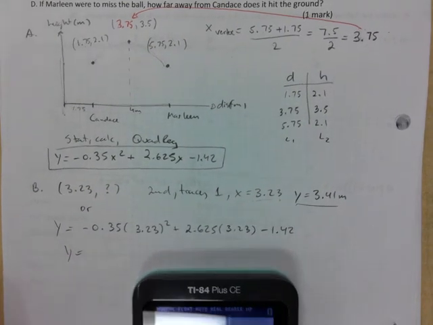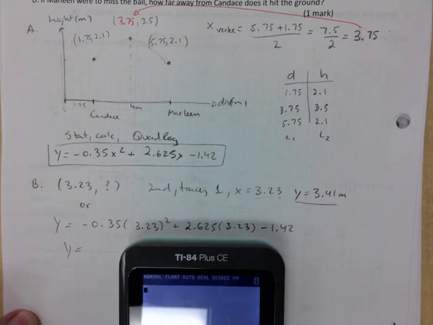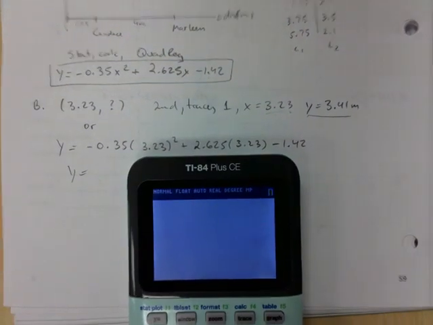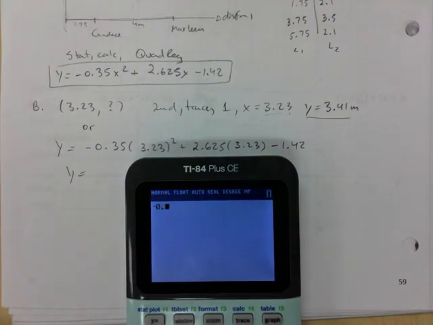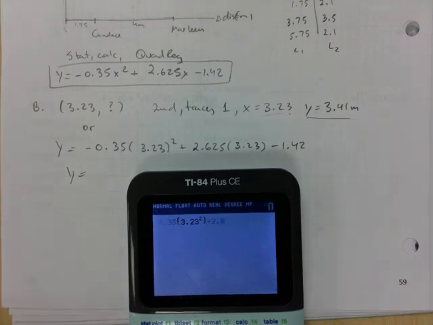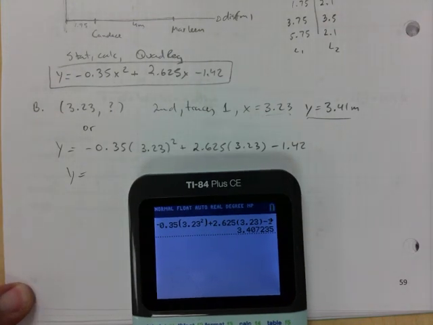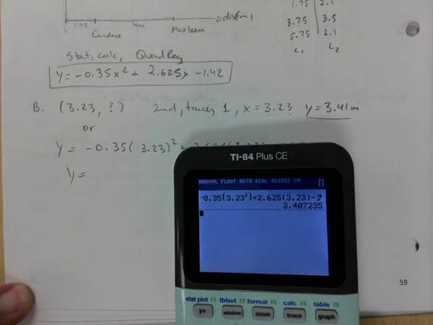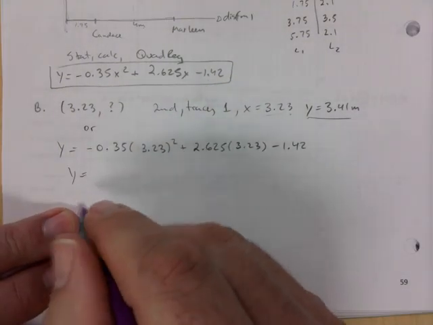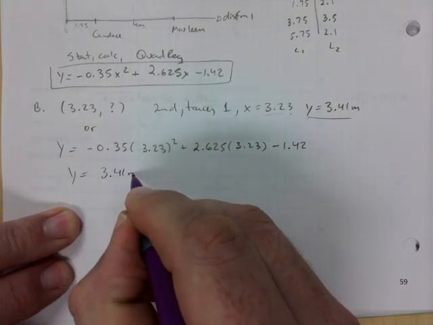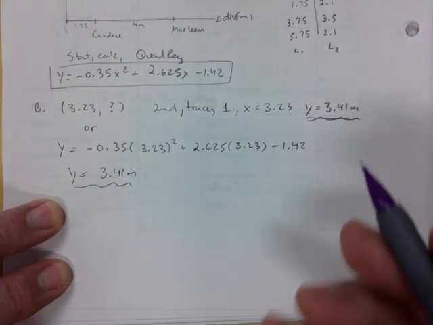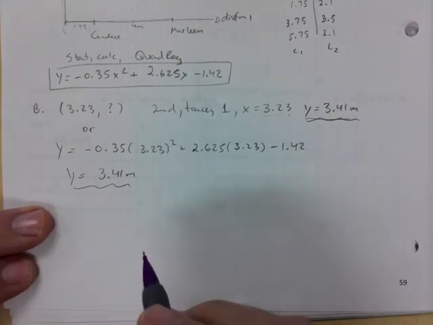And I will show you that. So here we go. Negative 0.35, 3.23 squared, close bracket, and then just keep doing the rest, typing it in exactly the way you see it. It's going to be off probably by a little bit, but in this case, if we round, it's still 3.41. So either this or this, regardless of how you do it, is fine.